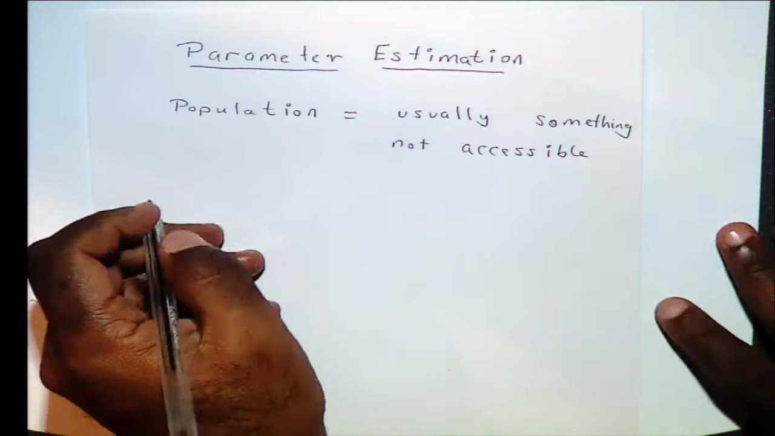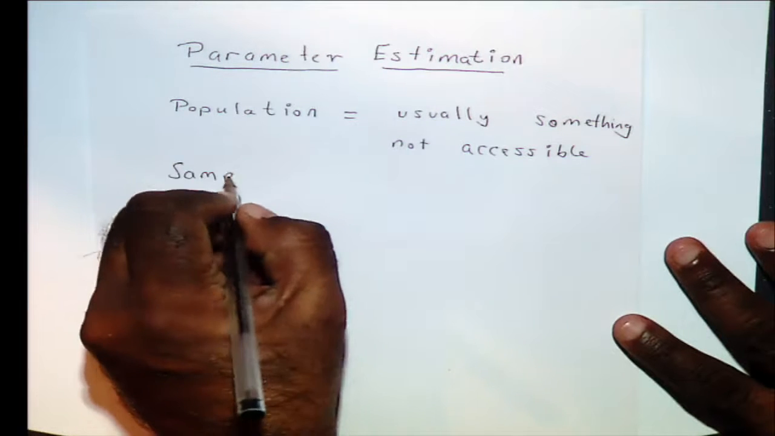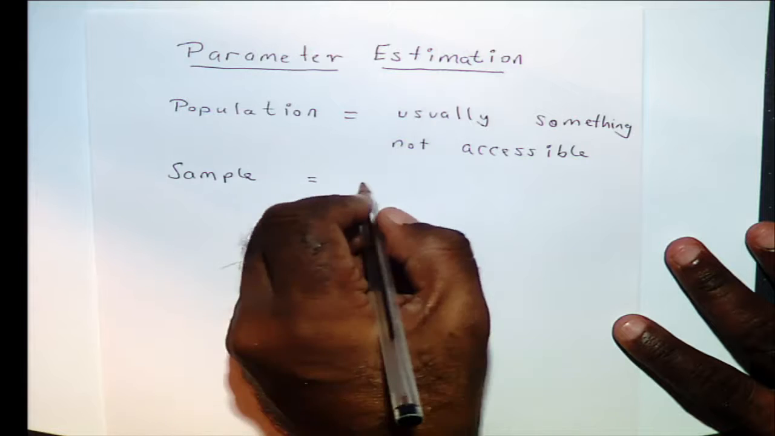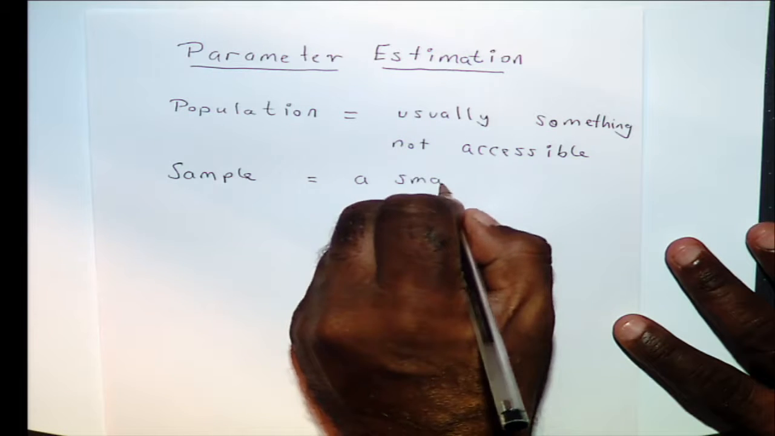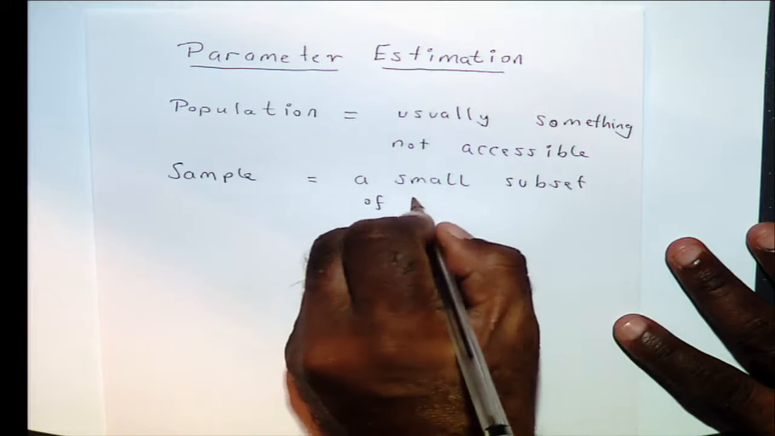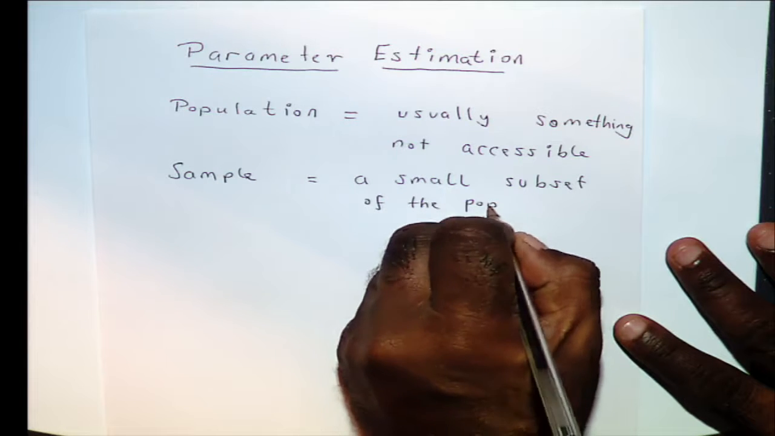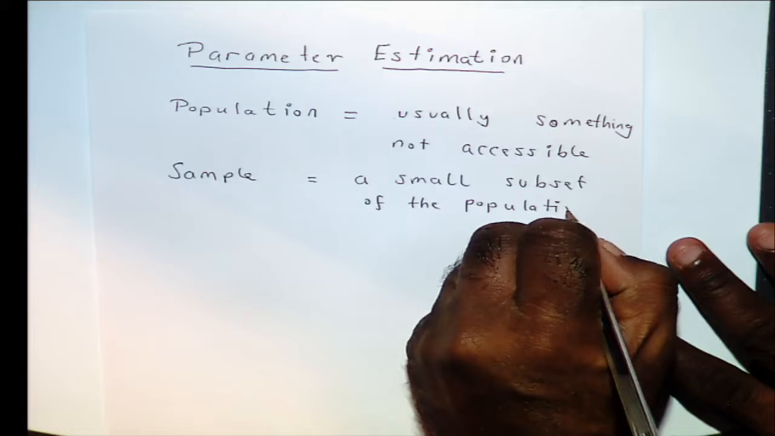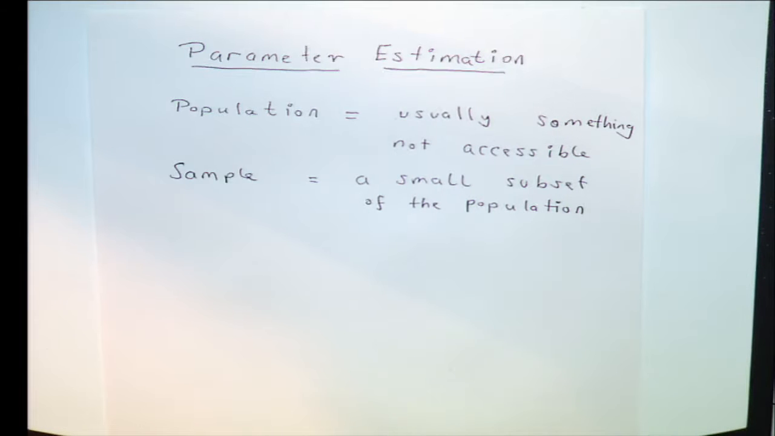There are two things. I'm sure you heard these terms before, the population and the sample. The population is usually something that is not accessible, for example, all men in the UK. There are millions, so it's impossible to access every single man in the UK, right?